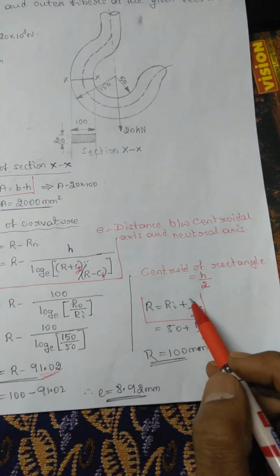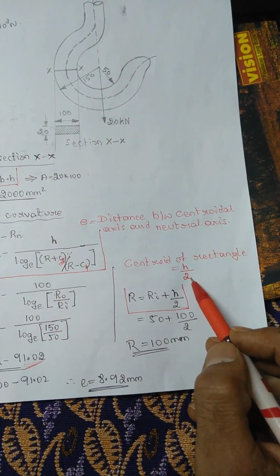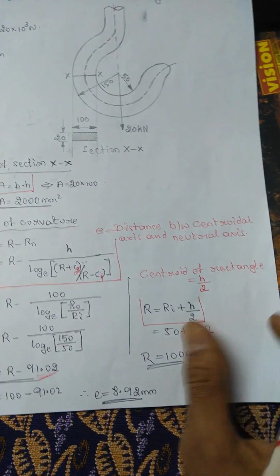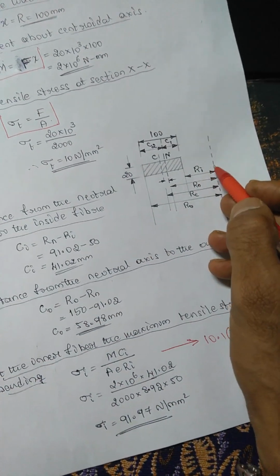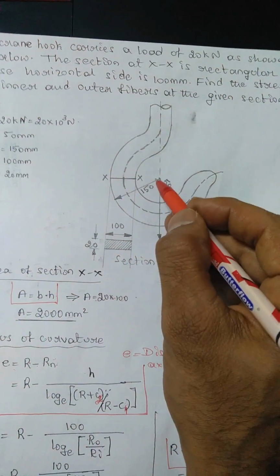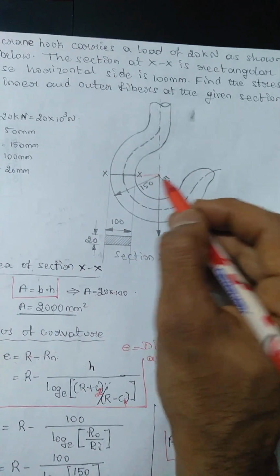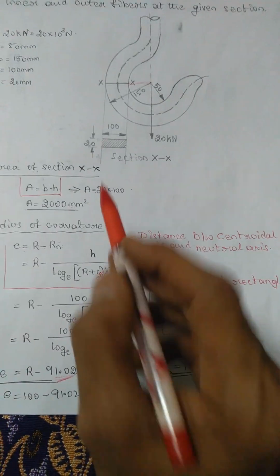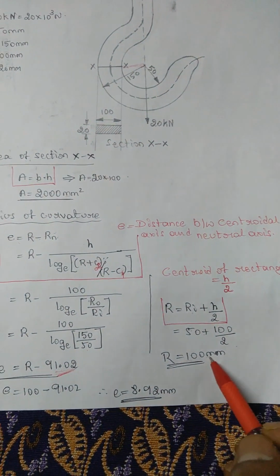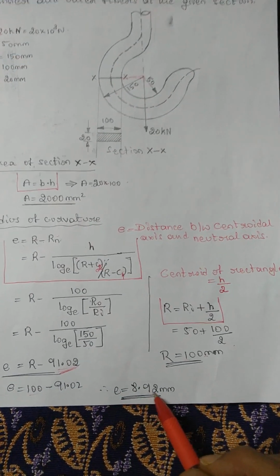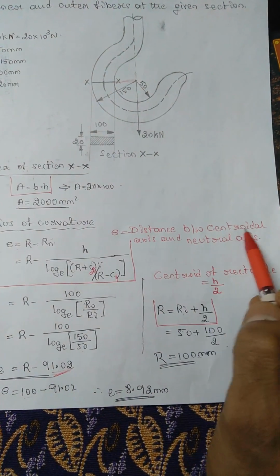For a rectangular section, the centroidal radius is ri plus h by 2. ri is 50, so 50 plus 100 by 2 gives r equal to 100. Substitute here: 100 minus 91.02, so e is 8.92 mm. That is the distance between the centroidal axis and the neutral axis.